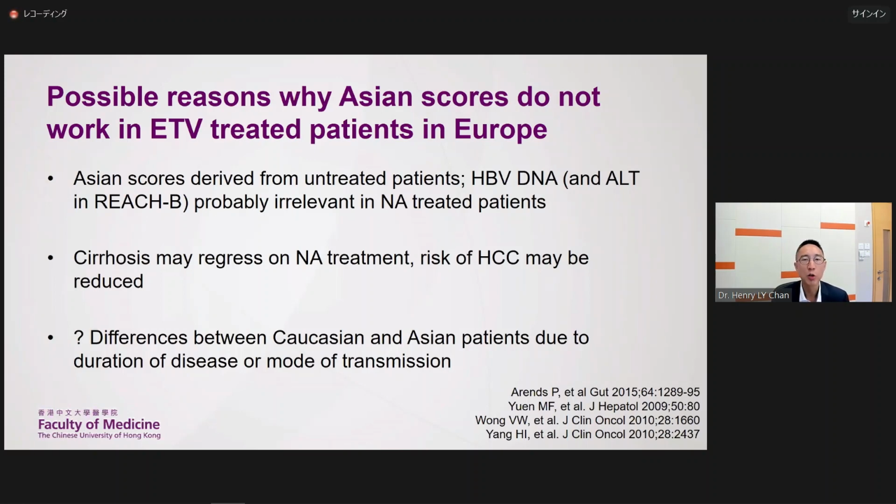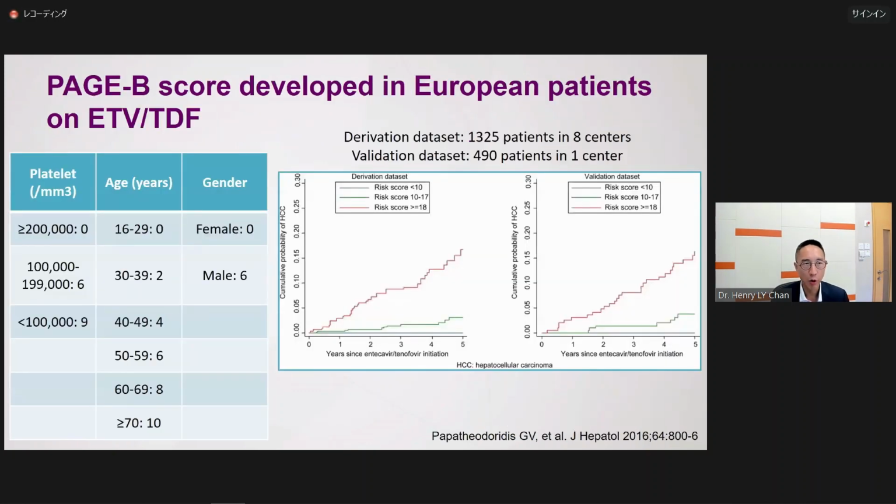We know that most Asian patients acquire the disease very, very early in life. Most of them acquire it through mother to baby, while Caucasians acquire it later in life, and therefore the risk of liver cancer and the natural history of liver cancer might be a little bit different between Asian and Caucasian. Now, because of all this controversy, the European investigators tried to develop their own scoring system.